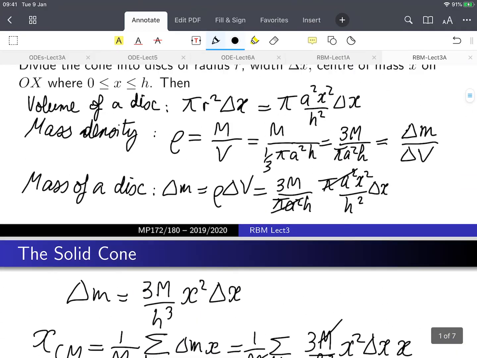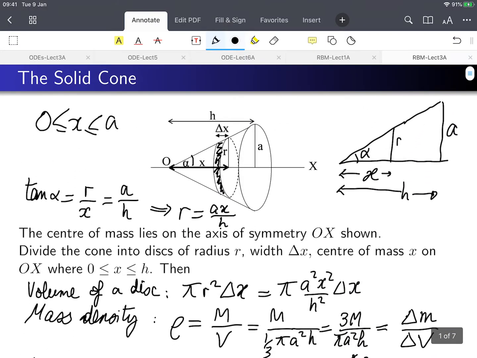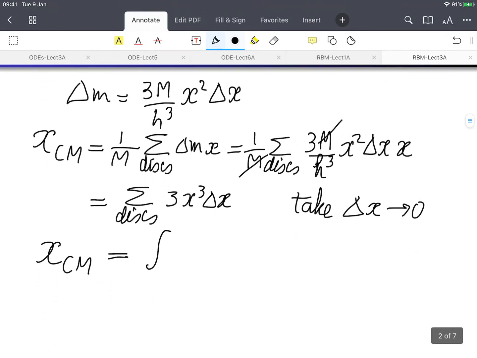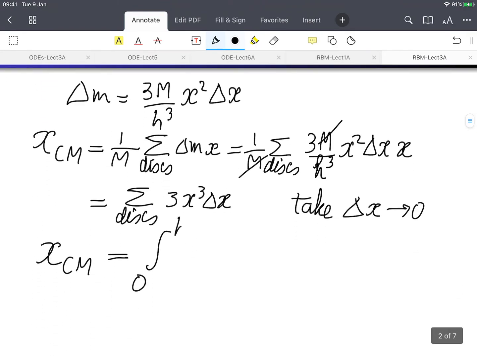No, sorry, and h, that's the height of the cone. So I integrate from 0 to h of 3x cubed dx. And now I know how to integrate this. 3, that's just a constant. Then the integral of x cubed is going to be x to the 4 over 4.